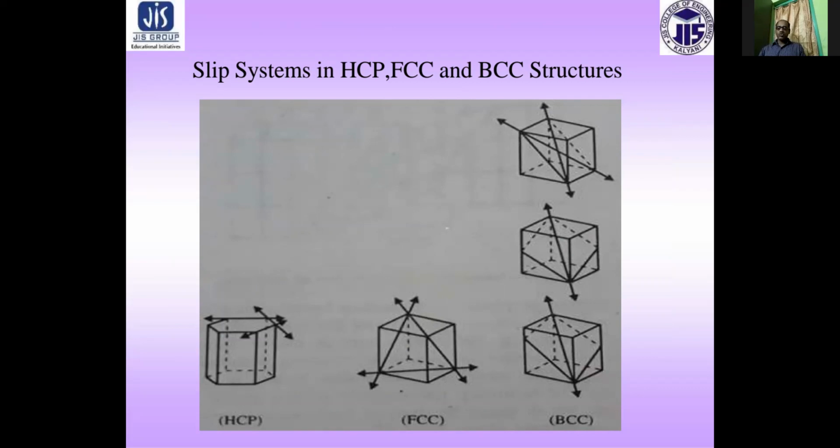Slip is the most common manifestation of glide. The energy required to move a dislocation is proportional to G b squared, where G is the shear modulus of the metal or material through which the dislocation moves, and b is the Burgers vector. It indicates that dislocations with short Burgers vectors require less energy for motion and hence move most readily. The Burgers vector is shortest along the close packed directions and hence the stress required to move a dislocation is least in this direction.